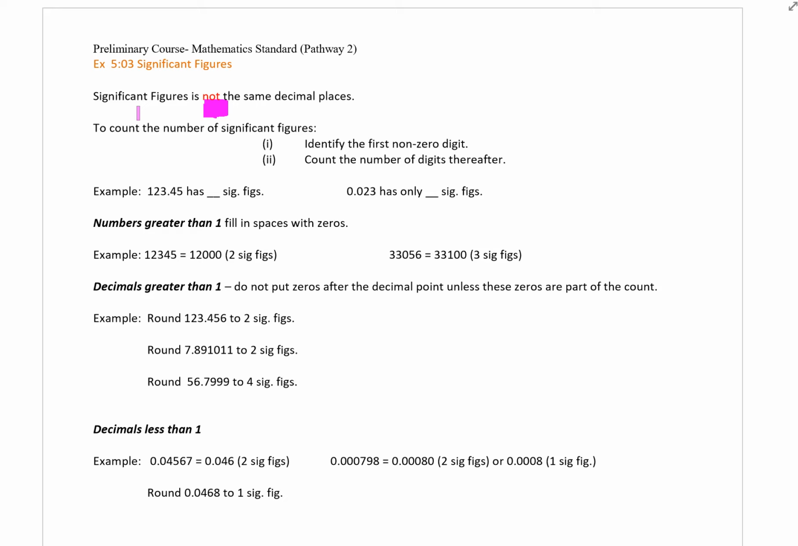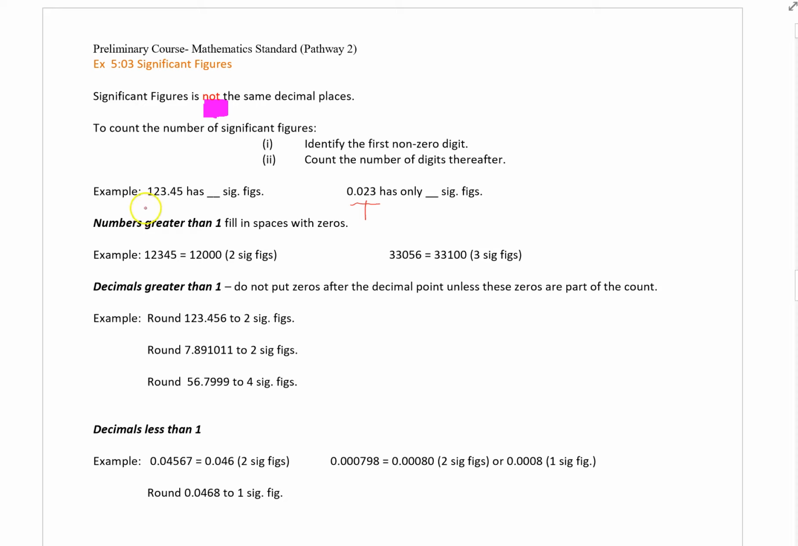Step 1, identify where you're going to count from. That's your first non-zero digit. And for most numbers, that's the first digit, the digit at the front. It's only when you've got this situation here where your first non-zero digit is that 2. It's not the very first digit, but it's the first non-zero digit. And you count the number of significant digits thereafter, and round off or replace digits with zeros.